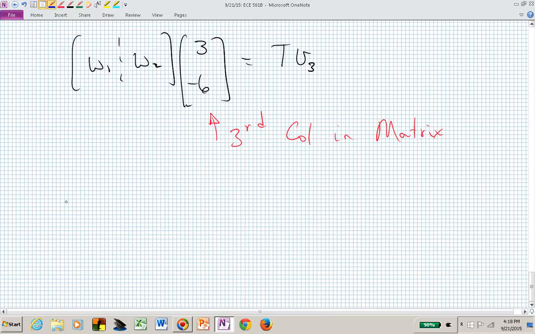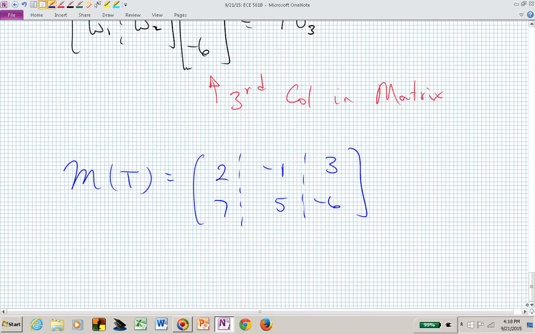indicate that the matrix representation of the linear map T, that's supposed to be a script M with an argument of capital T for the linear map, is now the first column, 2, 7. The second column is minus 1, 5. And the third column is 3, minus 6. Where this is TV1 as a linear combination of W's. This is TV sub 2, and the third column is TV sub 3.